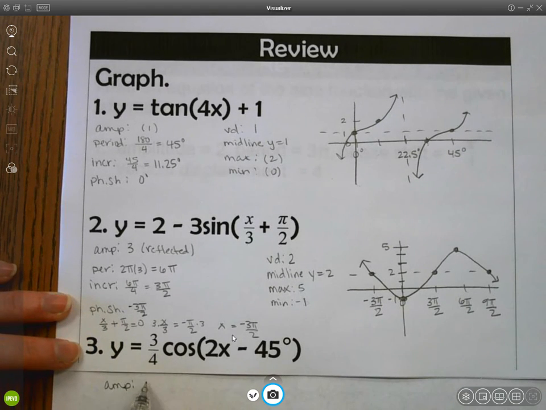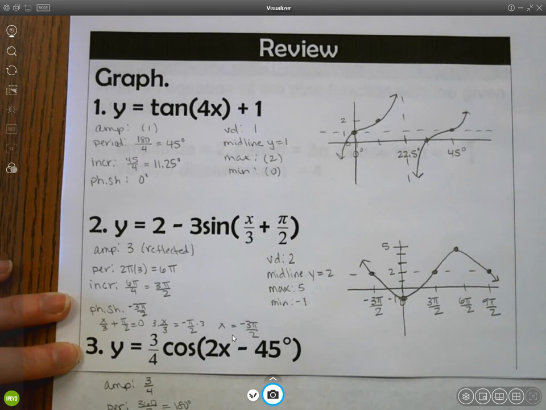For number 3, we have an amplitude of 3/4. We have a period, we're in degrees, so we can do 360 divided by 2. For the increments, we're going to do that 180 into 4 equal pieces, which is 45 degrees. For the phase shift, you're going to take 2x minus 45 equals 0. Add the 45, divide by the 2, and you get a phase shift of 22.5 degrees.